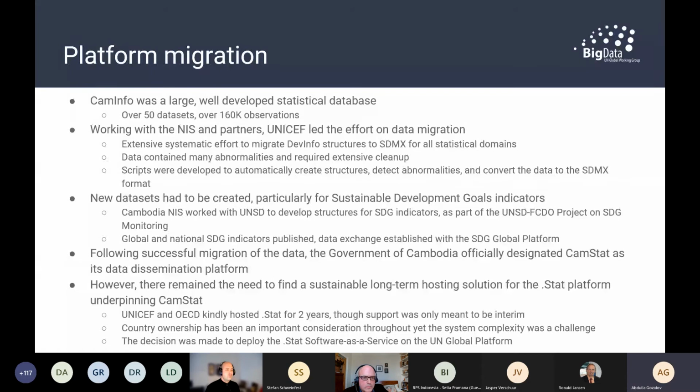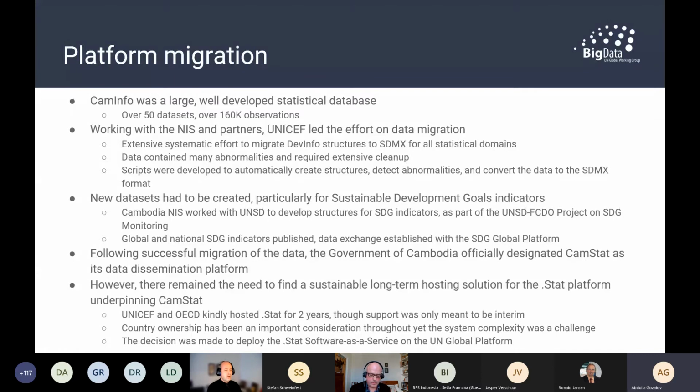Okay. So the original ComInfo database, that is Cambodia's implementation of Devinfo, was one of the largest Devinfo databases in the world, and it had over 50 data sets and over 160,000 observations. UNICEF led the effort on data migration and worked, obviously, with the NAS as well as partners. UNICEF put in a lot of effort to automatically migrate the infrastructures and data into SDMX. I think one of the biggest issues was that the data was messy and required extensive cleanup, but thanks to automated scripts, this was achieved.